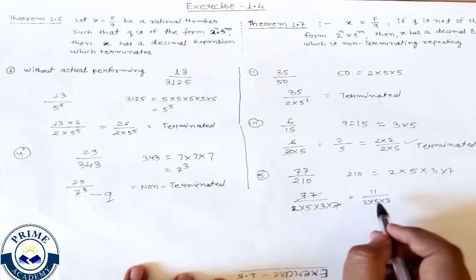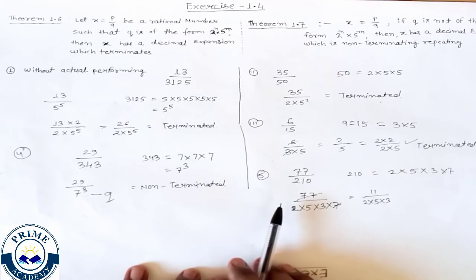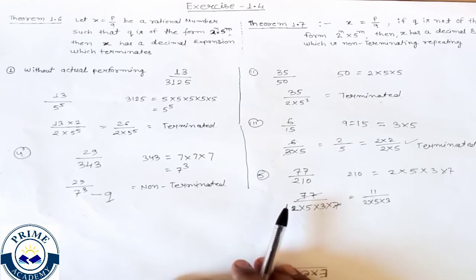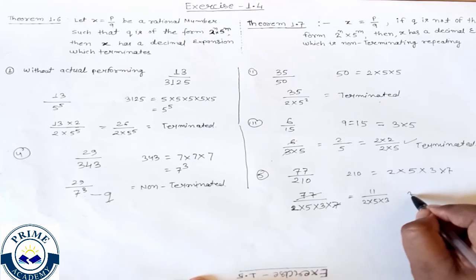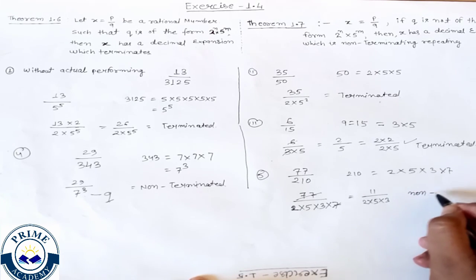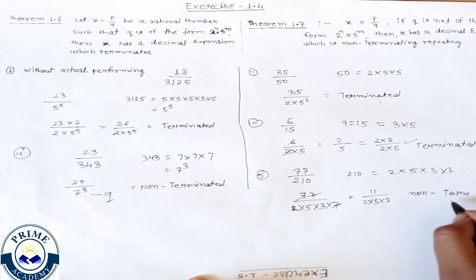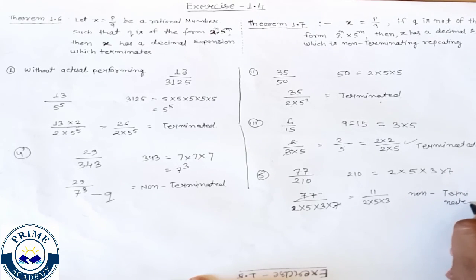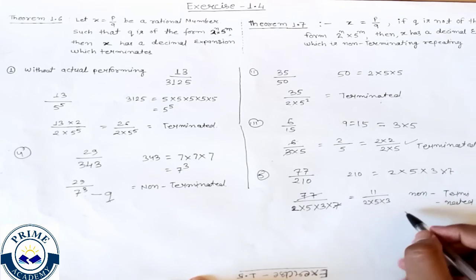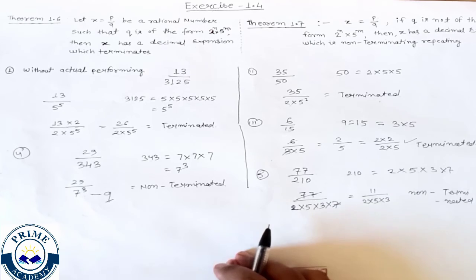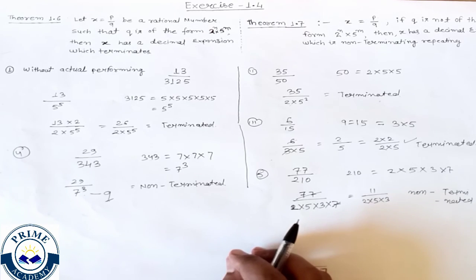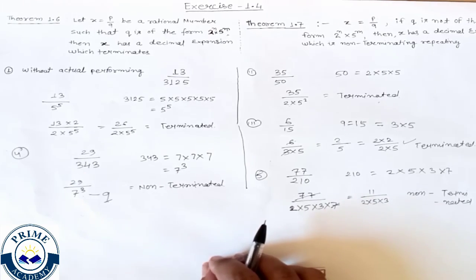So q is not in the required form, right? q is not in the form of this, that's why this is non-terminating. In this way you can calculate all the problems given in question number 1. So let's move to question number 2.